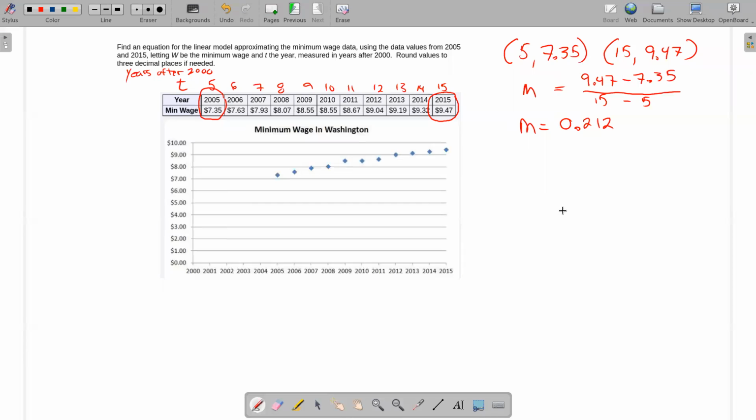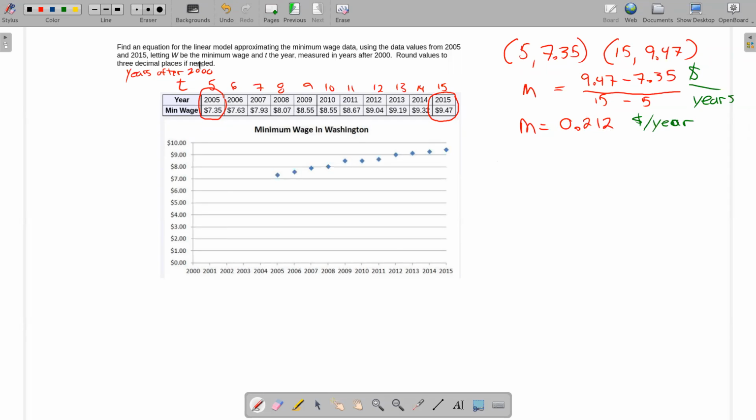0.212 what? Oh, good question. Let's see, my numerator, those were minimum wage dollars. So these numbers here are dollars, and these numbers here are years. So my slope would then be minimum wage dollars per year. So 0.212, that's around 20 cents. So what we can say is in Washington between 2005 and 2015, minimum wage was increasing by about 20 cents per year, would be a good sentence for that one. Minimum wage is increasing by about 20 cents per year, $0.2.